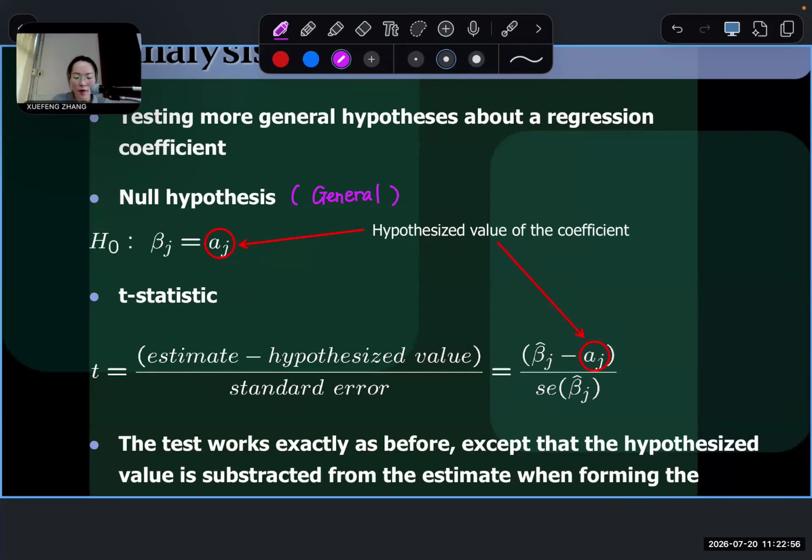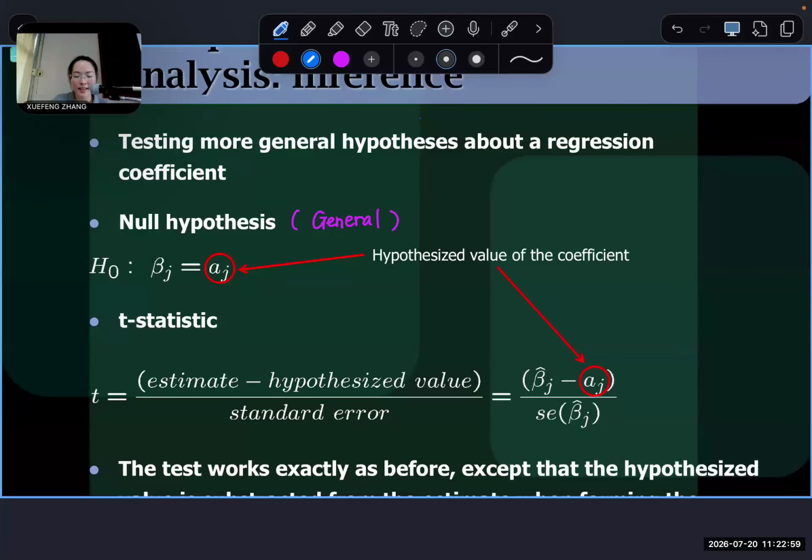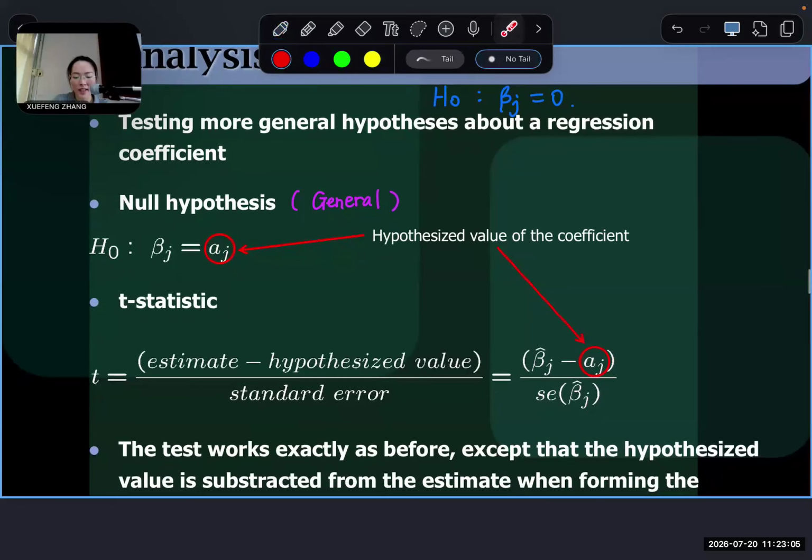That means before, our hypothesis is something like H0: beta j equals 0, right? But here, let's generalize it. Right now, our null hypothesis is beta j equals aj. Where aj is whatever value we want to test, okay? It's not necessarily 0, right? This is the hypothesized value of the coefficient. And next one, we have the general t ratio, okay? This is the general t ratio. T equals the estimated value minus the hypothesized value, right?